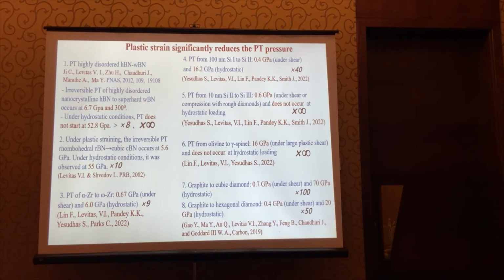There are many effects of plastic strain, and I will start with the result that plastic strain drastically reduces phase transformation pressure. And you see here our results. So, for example, for rhombohedral to cubic boron nitride, under hydrostatic condition it's 55 GPa, and under plastic straining, 5.6. Huge effect, an order of magnitude, 50 GPa. Even more, graphite to diamond: 70 GPa, and 0.7 GPa under shear. 2 orders of magnitude, or 70 GPa.